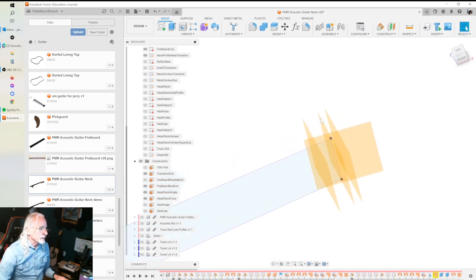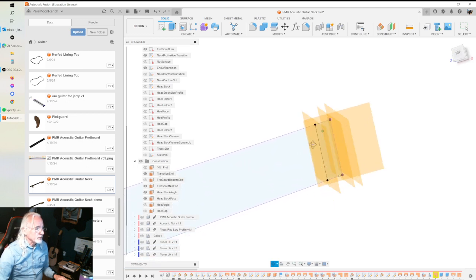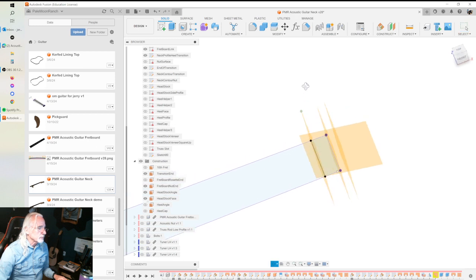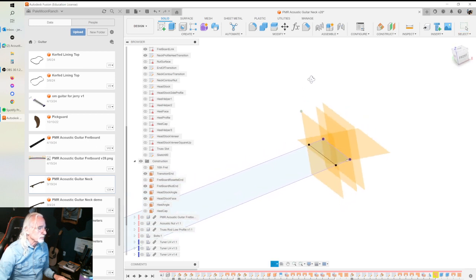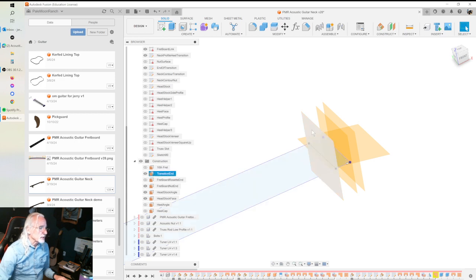And then there's this line in here. No, I don't want that. End of transition line that we've drawn in here. And so this is your transition end plane. That's the first one that you put in. It goes on this line here that we dimensioned off of the nut line.